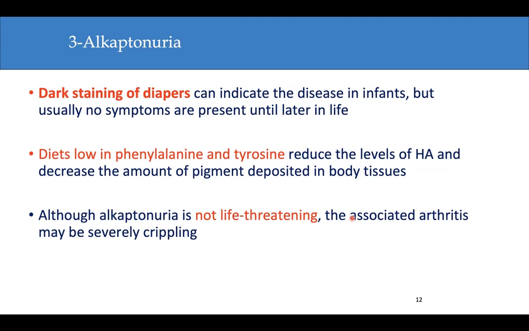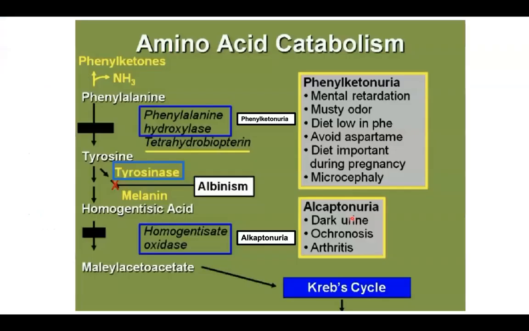Their arthritis can be more and more severe. All right, so this is a slide that covers everything that we just went over, the 3 diseases of albinism, alcaptonuria, and phenylketonuria. And it basically describes how each of these occur.